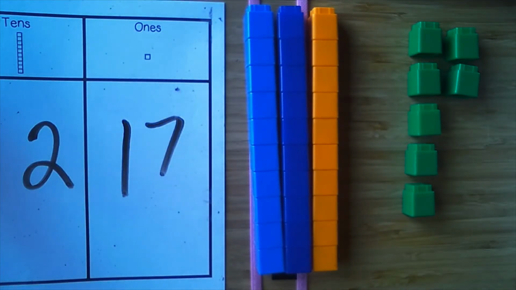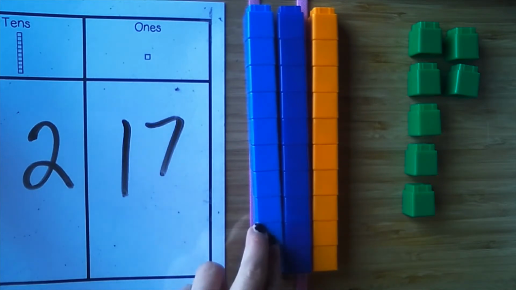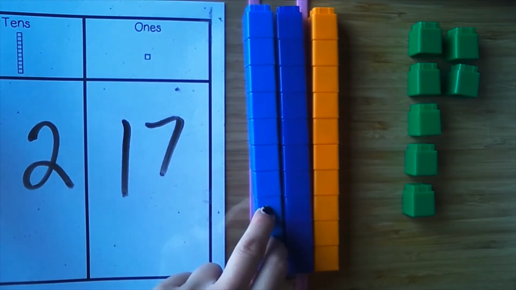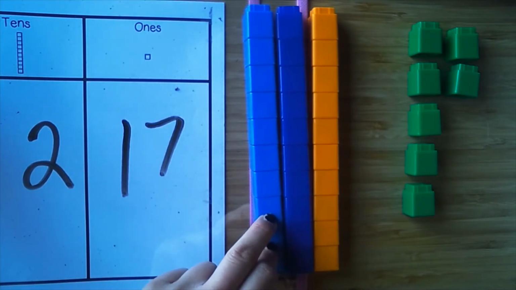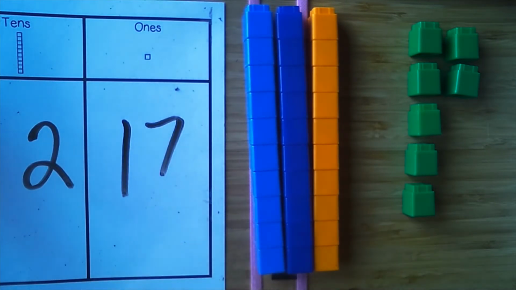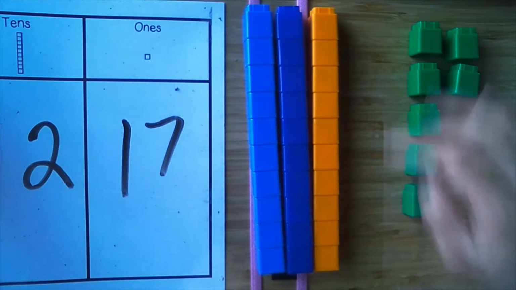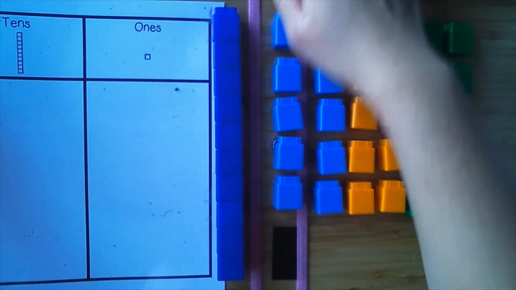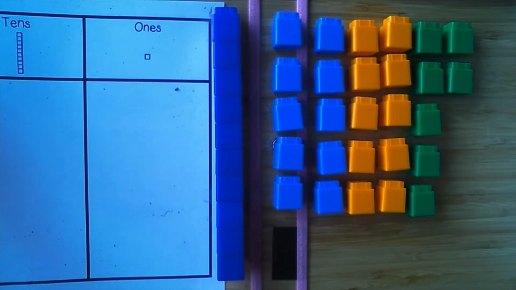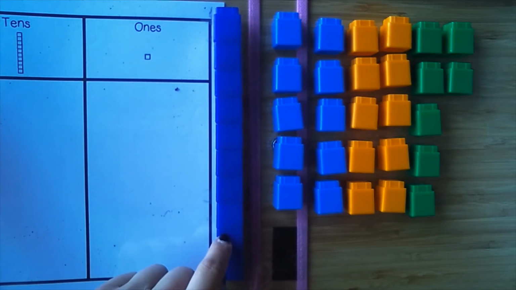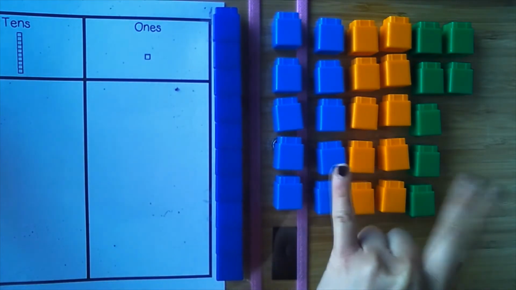Okay, so next, I have a question for you, my friends. If only one stick is showing, 1 ten, how many ones will there be to make 37? Go ahead and pause, talk to a friend or family member first, okay? If we have only 1 ten, 37 is the same as 1 ten and 27 ones.